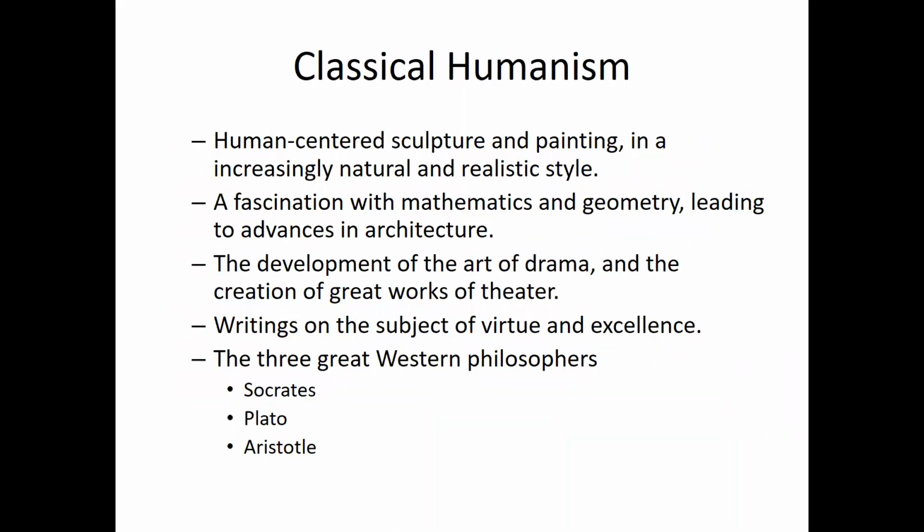Classical humanism was expressed by the Greeks in several of the artistic modes: human-centered sculpture and painting in an increasingly natural and realistic style, a fascination with mathematics and geometry, leading to advances in architecture, the development of the art of drama, and the creation of great works of theater, writings on the subject of virtue and excellence. The 3 great Western philosophers, Socrates, Plato, and Aristotle.